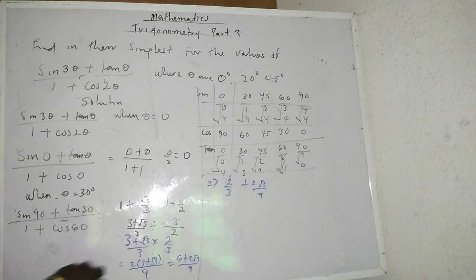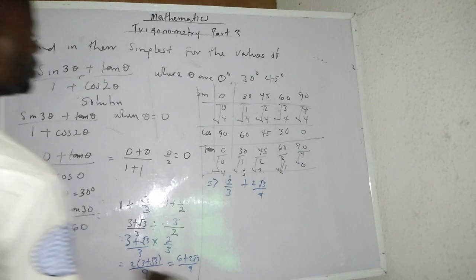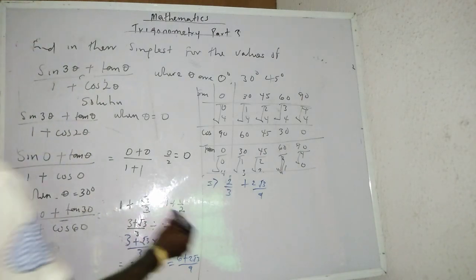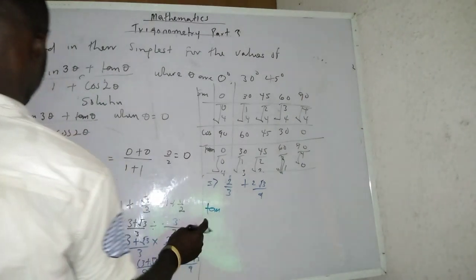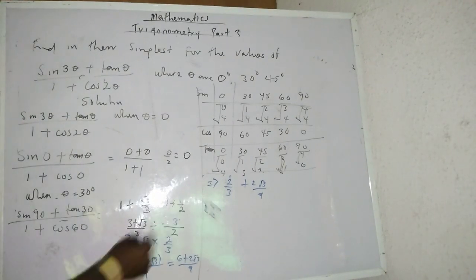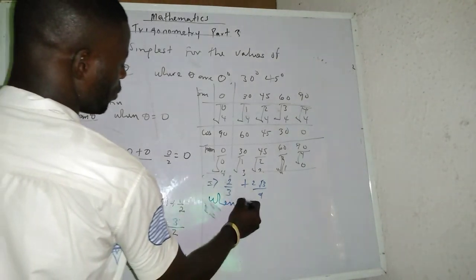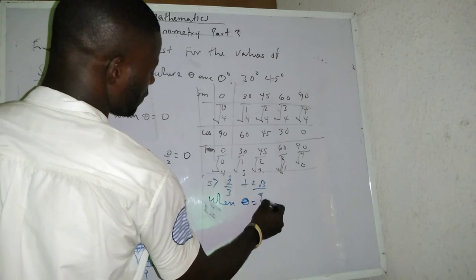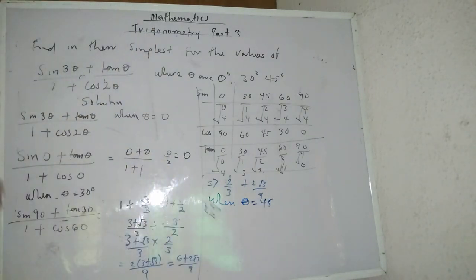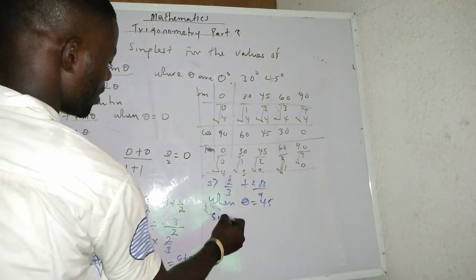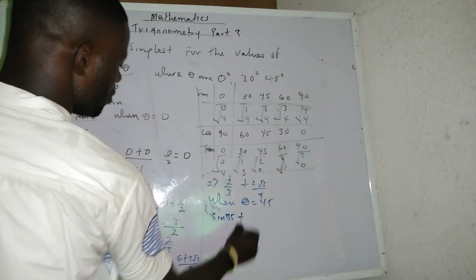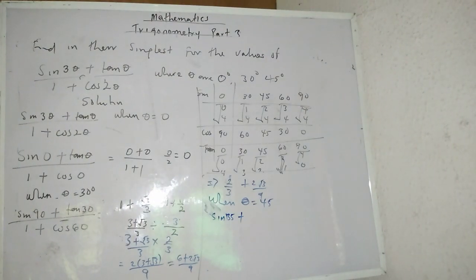The next one is when theta is 45. When theta equals 45, it means 45 times 3, which is 135. So I have sine 135 plus tan 45.